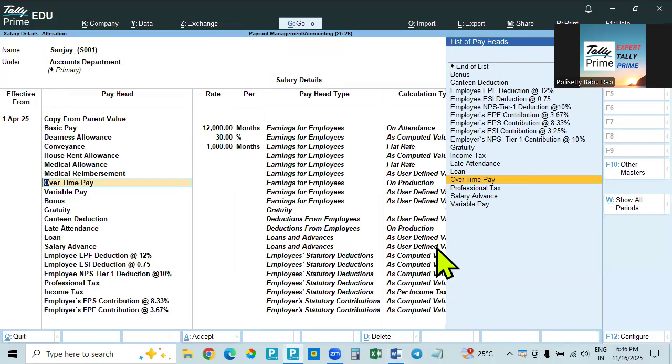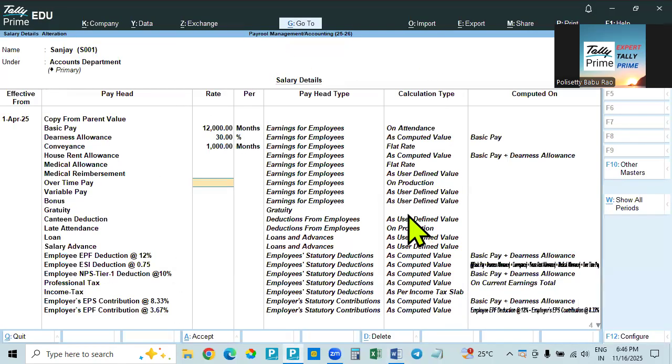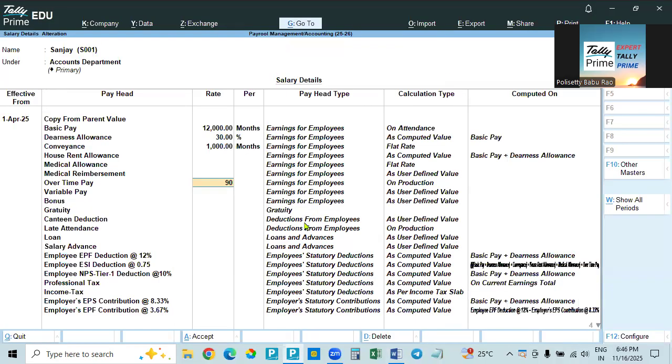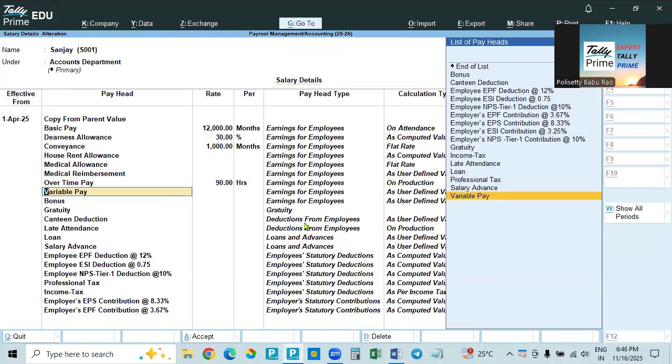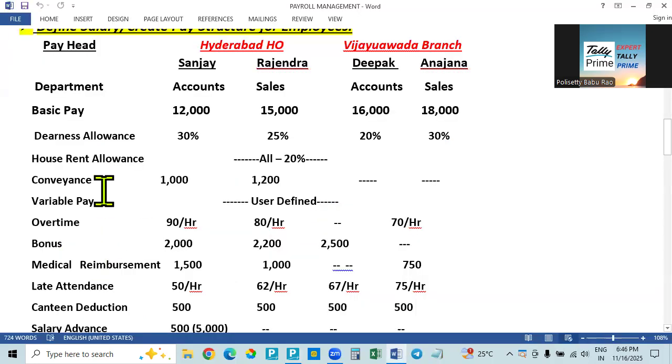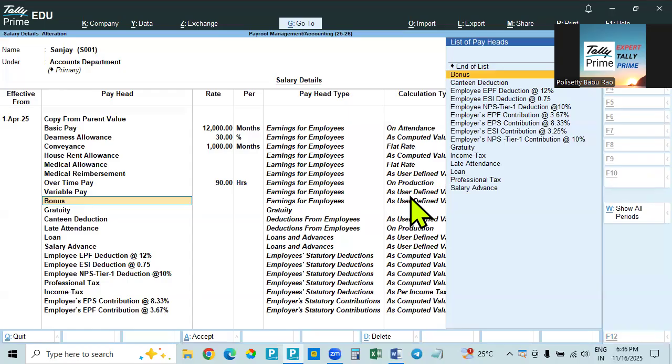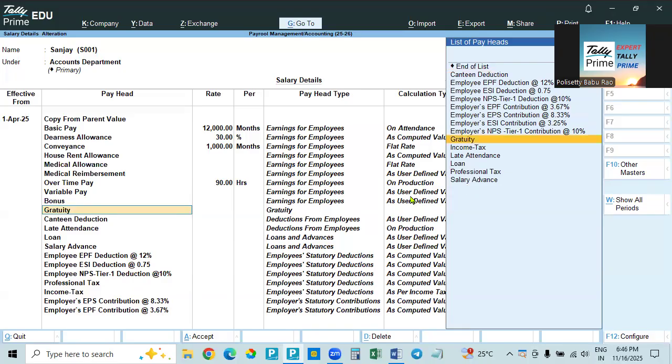And then come down to overtime. Overtime is as per production. What is the rate of overtime? 90 rupees per hour. Variable pay is also user defined, given depending on the basic pay, so separately it will be processed. The amount will not be entered there. Then bonus also will be defined by the owner. That is user defined. We will process it separately.